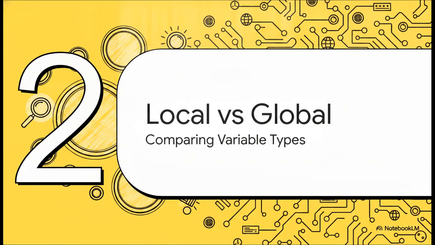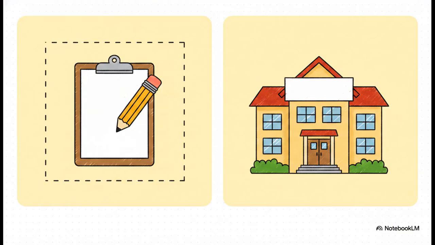Moving right along to Section 2, Local versus Global Variables. Let's ground this with a real-world scenario. Think of a local variable like a teacher's classroom attendance sheet. It's on a piece of paper that stays inside that one specific classroom. Only the teacher and the students in that exact room can see it. On the flip side, a global variable is like the school's name. Let's say PyLadies Rivers. It's painted in huge letters on the front of the building, meaning everyone in the entire program knows it.